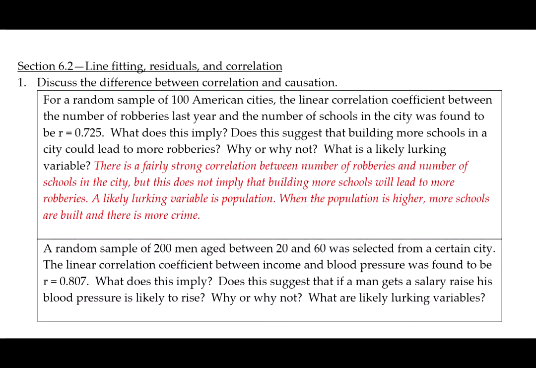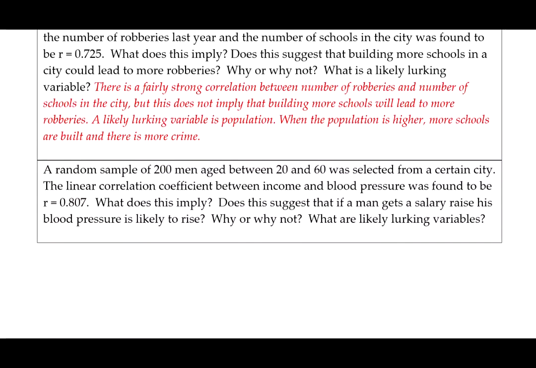Next example. A random sample of 200 men aged between 20 and 60 was selected from a certain city. The linear correlation coefficient between income and blood pressure was found to be R equals 0.807. What does this imply? Does this suggest that if a man gets a salary raise, his blood pressure is likely to rise? Why or why not? What are likely lurking variables?